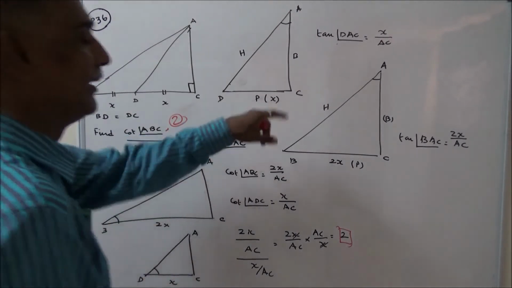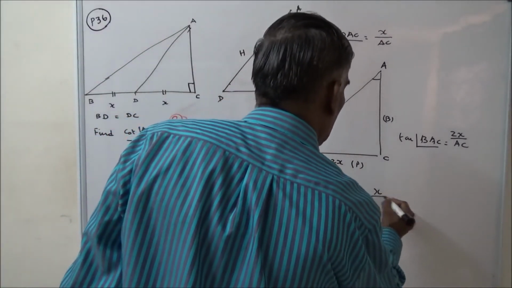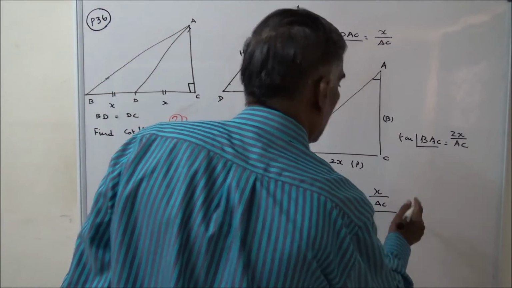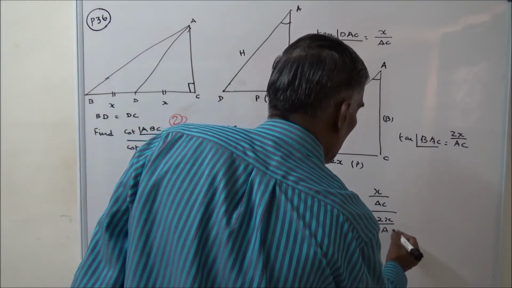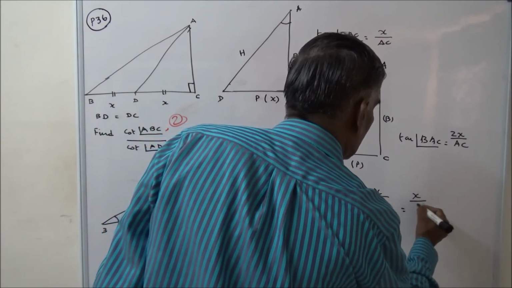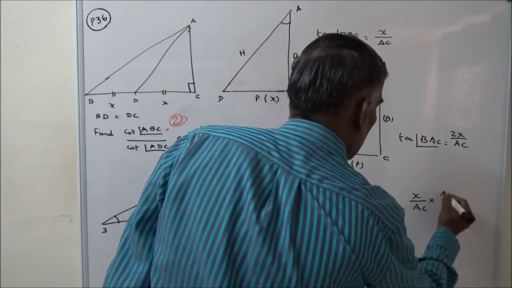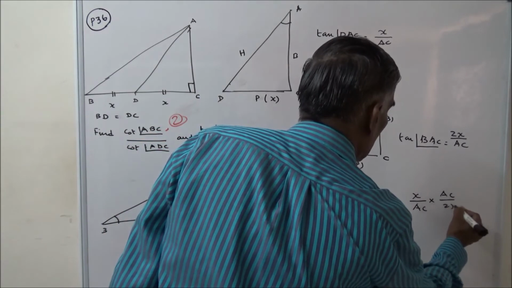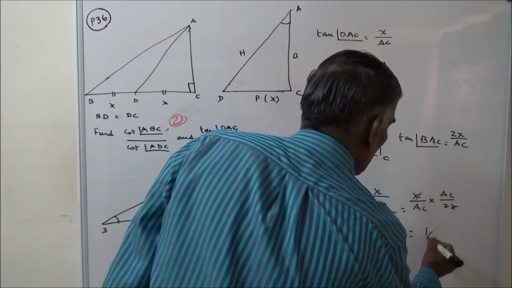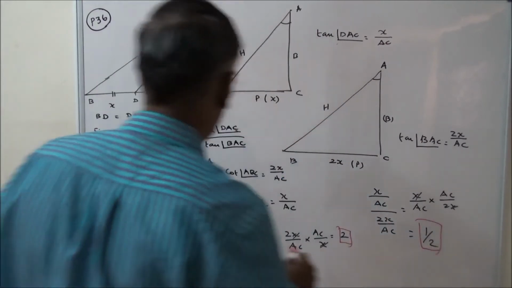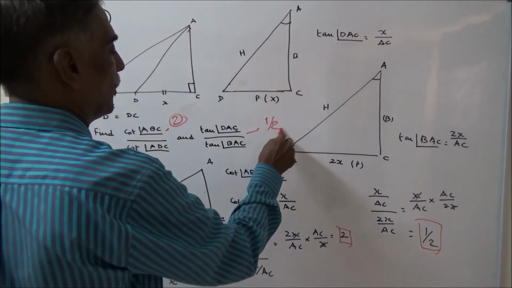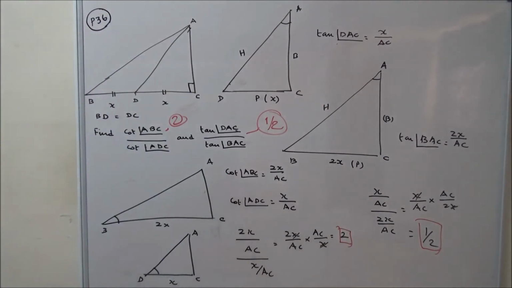The question is tan angle DAC divided by tan angle BAC, that is X by AC divided by 2X by AC. So that is equal to X by AC into AC by 2X. This becomes 1 by 2. So the second question answer is 1 by 2. This way you have to work out this problem.